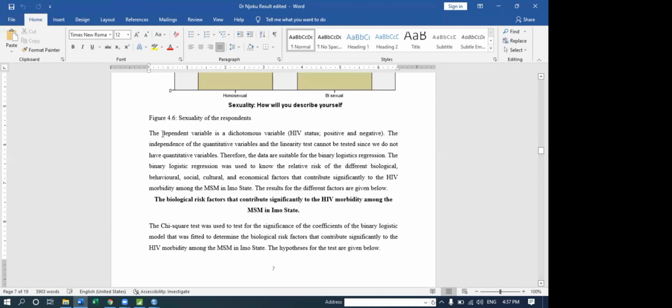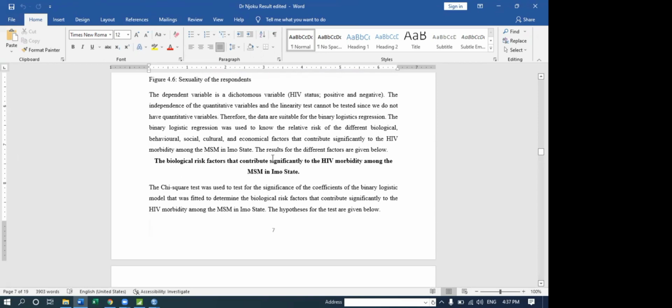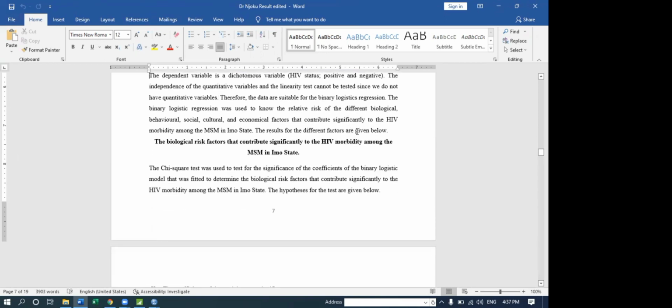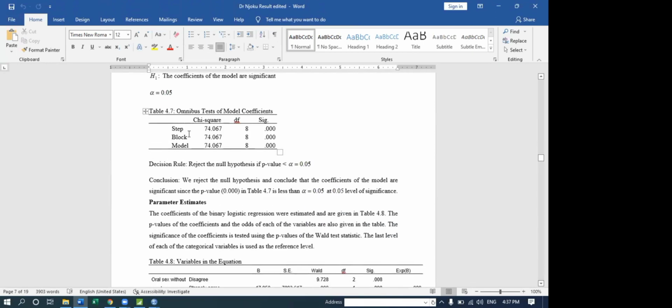So you can complete it. The dependent variable is a dichotomous variable. That is why we are using the binary logistic regression. Then I stated the independent variable for the model. Then the results of the different factors are given below. This is to check for the significance of the model.